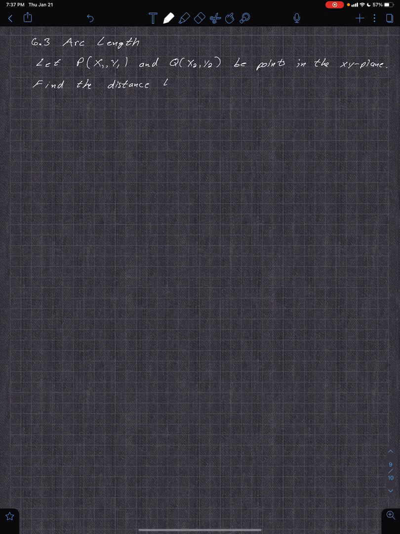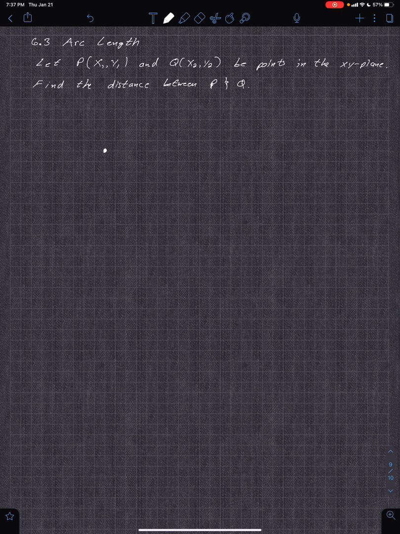Okay, so our goal is to find the distance between P and Q. So this is how you derive it. You may have seen this all before, but I'm going to be a little more rigorous than you would have seen like in algebra.